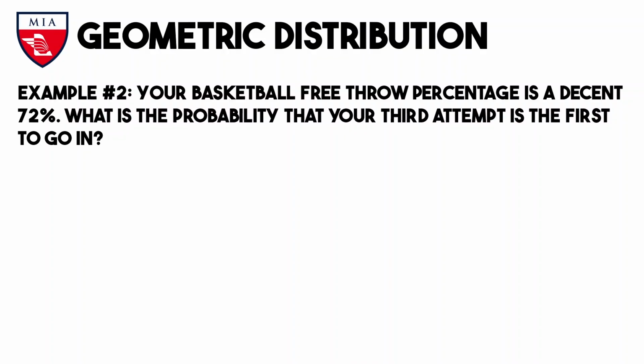Okay. So last example. Example number 2. Your basketball free throw percentage is a decent 72%. So it's high, so it's decent. What is the probability that your third attempt is the first to go in?